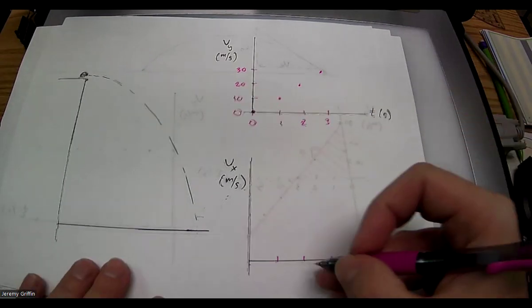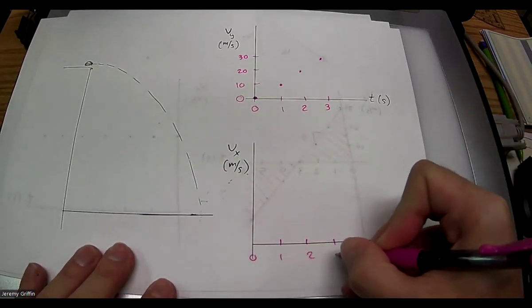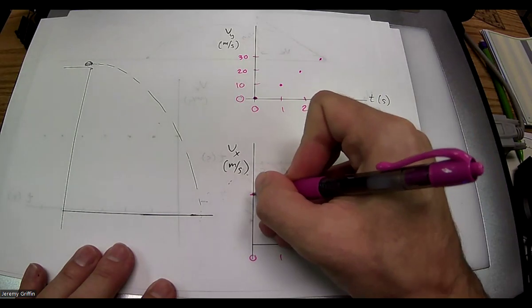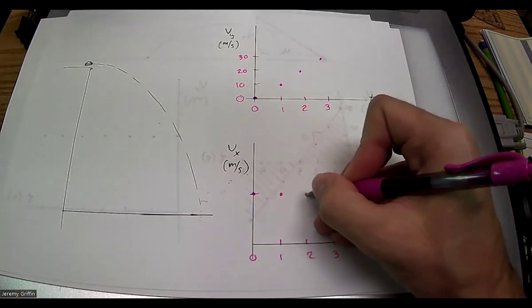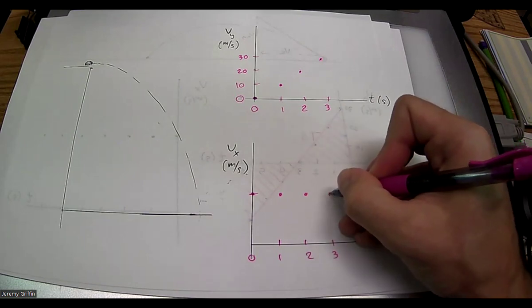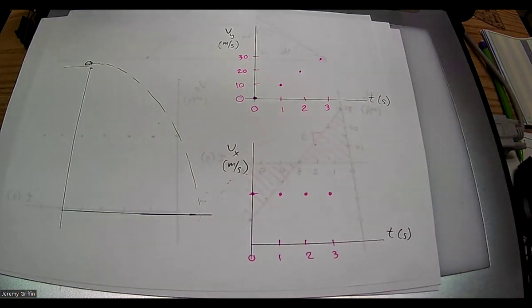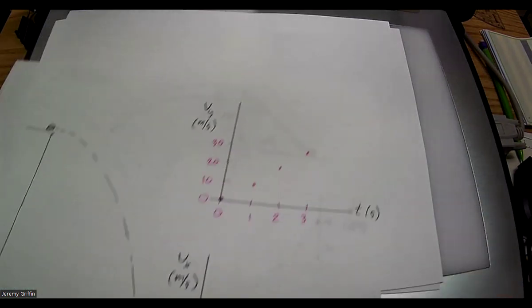So see, at time 0, 1, 2, 3, right? It was moving this fast horizontally. Then after 1 second, it was moving that fast horizontally. Then after another second, that fast horizontally. Then after another second, that fast horizontally. You guys think you could connect the dots, make a graph out of that? Okay. And that's for my conceptual students.